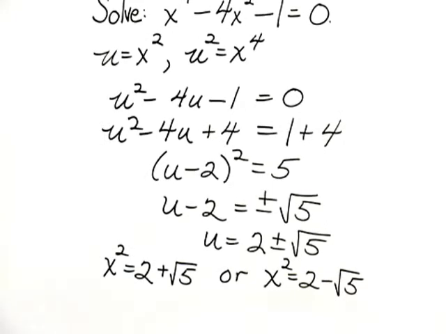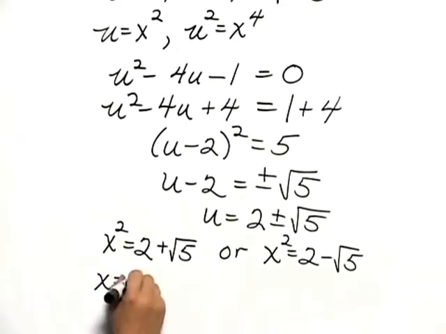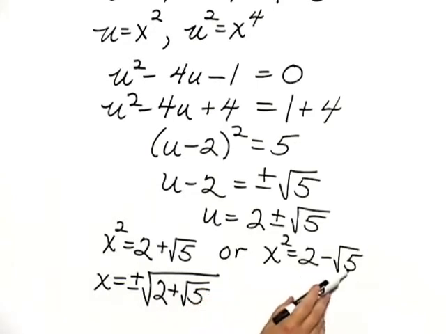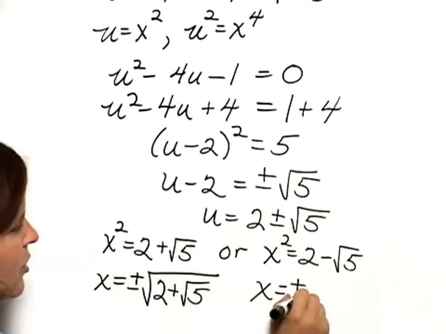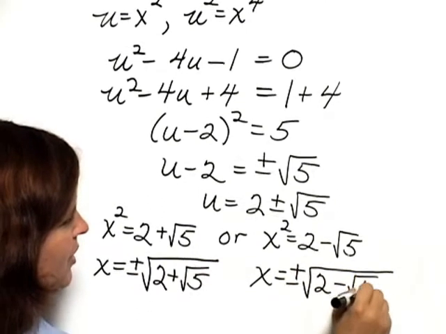Now we have to think carefully on one of these. Over here, 2 plus the square root of 5 will be a positive number. So if I use the principle of square roots, I would get x equals plus or minus the square root of 2 plus the square root of 5, and that's not a problem at all. Over here, however, the square root of 5 is actually greater than 2. So 2 minus the square root of 5 is a negative number. I can still solve with the principle of square roots, but I have to do some simplification because I really have a complex number here.